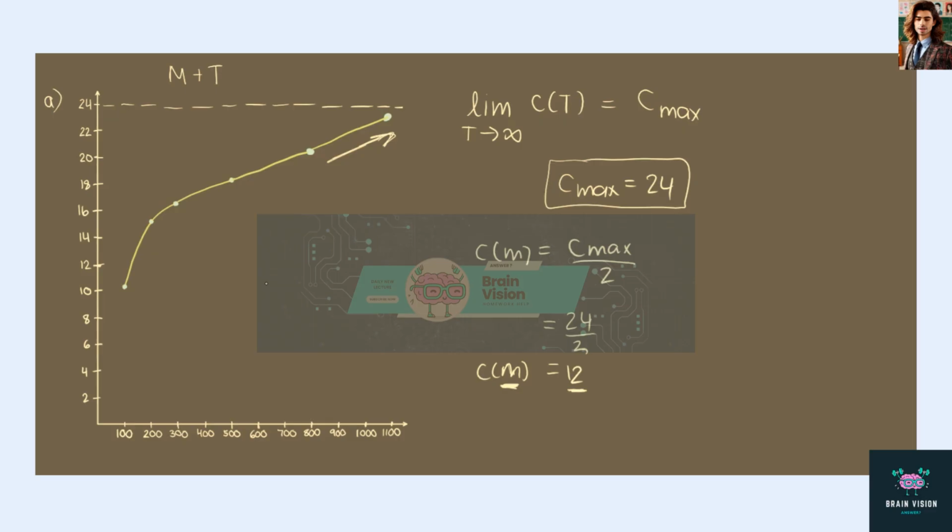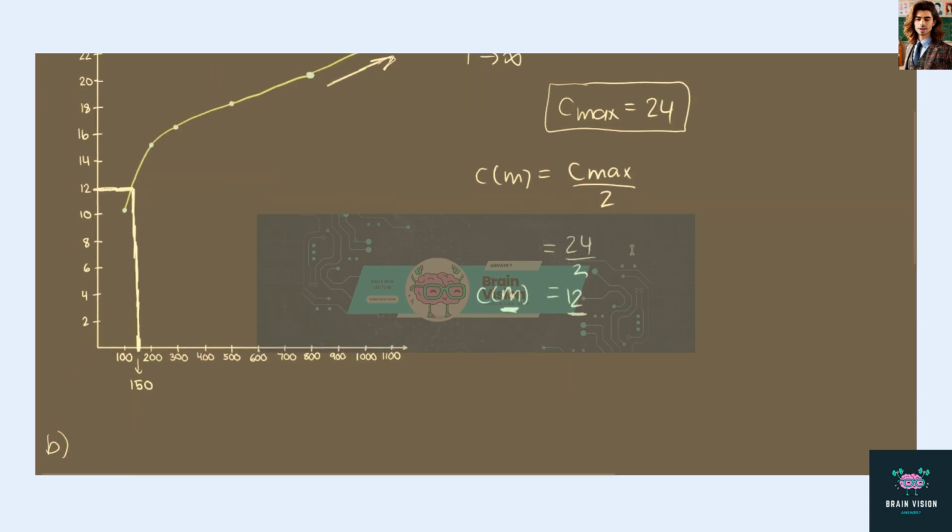If we want to find the value of m, we can simply extend the 12 line to see where it intersects the graph, which is right here. Then we can extend this down to the bottom. Since we're rounding to the nearest multiple of 50, I believe, this is about 150. So, in conclusion, Cmax is 24 and m is equal to 150. And that's part A.